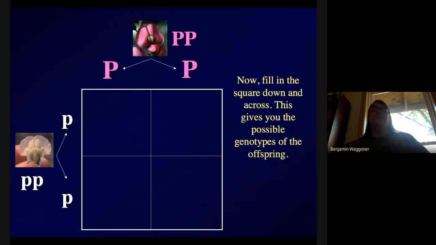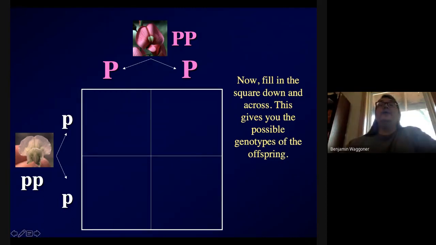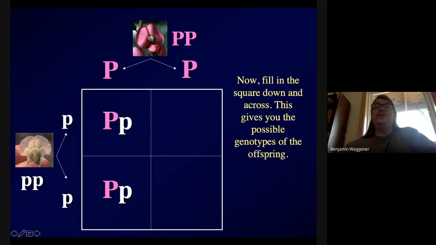And then you draw lines in the square, and you fill the square in by writing the letters downwards and rightwards. So in the top left square, we write this. We take that big P from the top and move it down, and that little p from the left and move it to the right. What that's telling you is that 1 out of every 4 of these offspring will get a big P from one parent and a little p from the other. And if we fill in the rest, we get this and that and that.